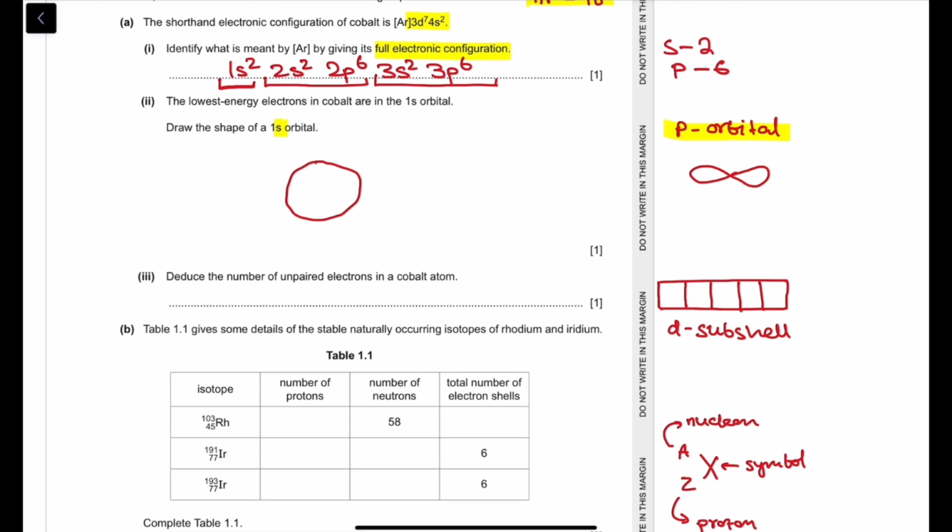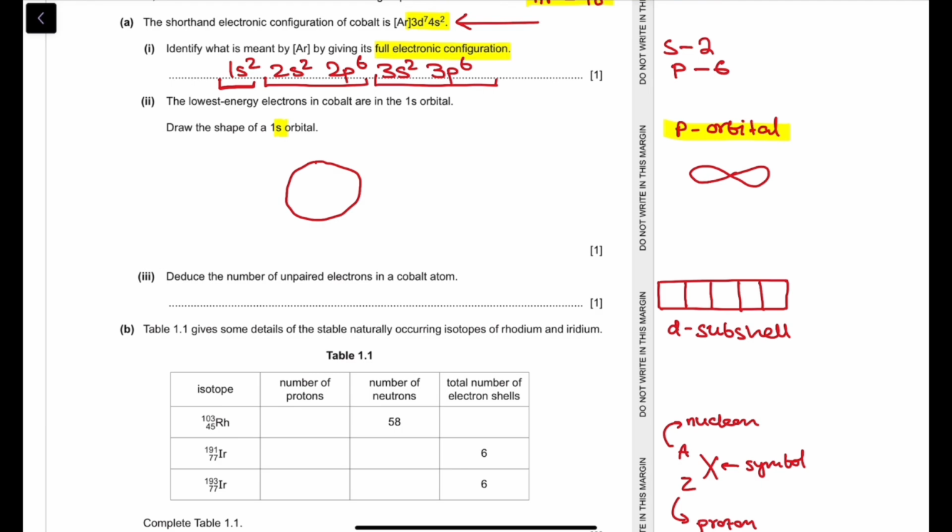It says, deduce the number of unpaired electrons in a cobalt atom. So like we saw earlier, it ends in 3d7 4s2. Remember, the 4s subshell fills before the 3d subshell. So we have 7 electrons in our d subshell. We first fill up the orbitals singly and then we pair them.